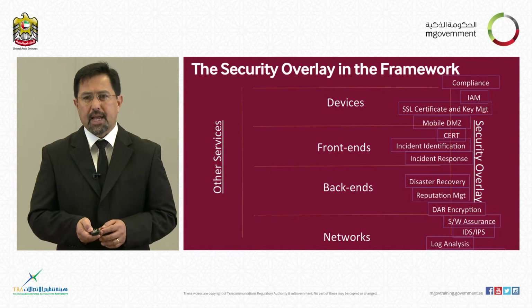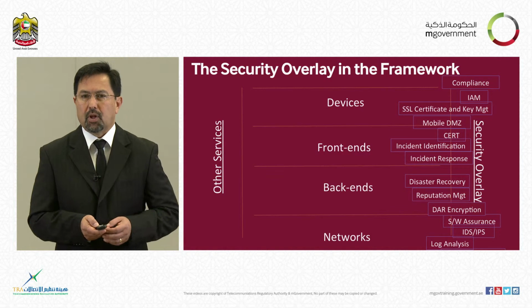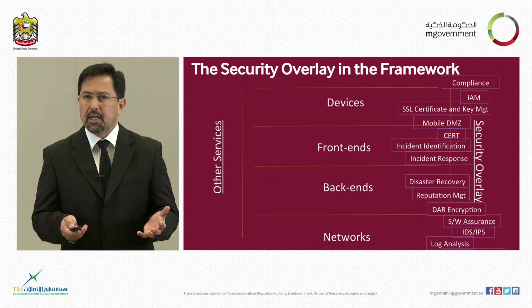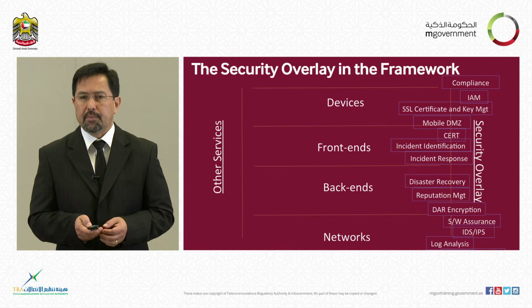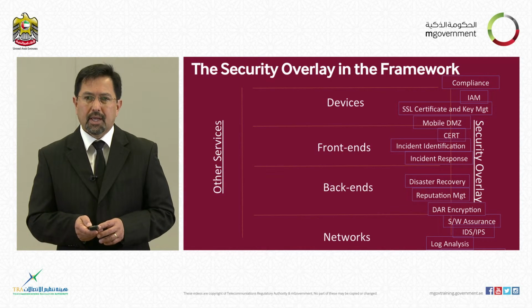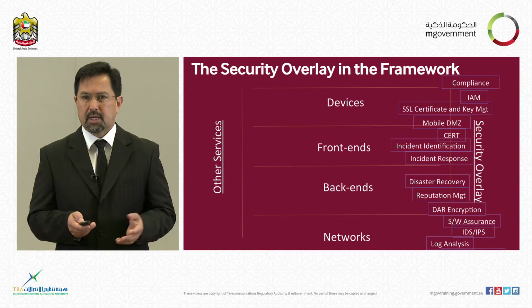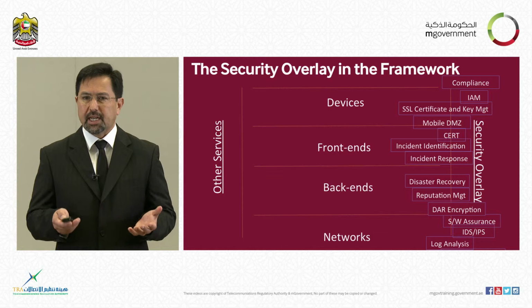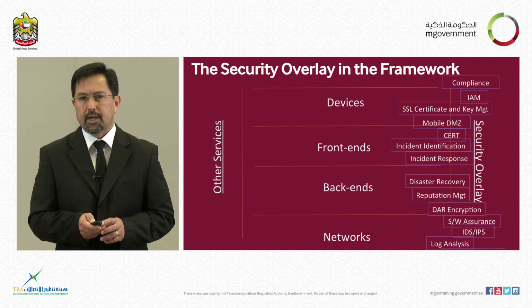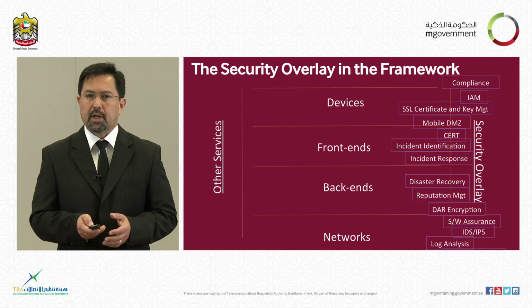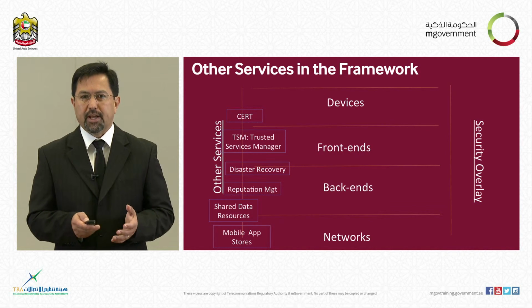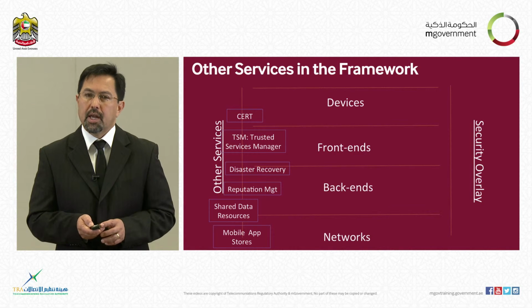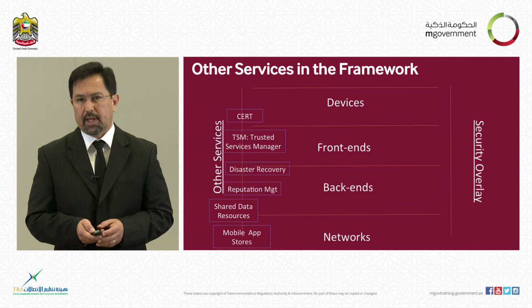The security overlay has many aspects to it, many elements or things that belong there. Identity and access management, the mobile DMZ, CERT, which is a connection, a relationship with the computer emergency response team at a national level, incident identification and incident response, reputation management possibly, also disaster recovery, also part of the security overlay. Software assurance, log analysis, and authorizations to the network resources as well. Other services, some of this we've talked about: the CERT, Trusted Security Manager, Disaster Recovery, Trusted Services Manager, Reputation Management, Shared Data Resources, and mobile app stores.